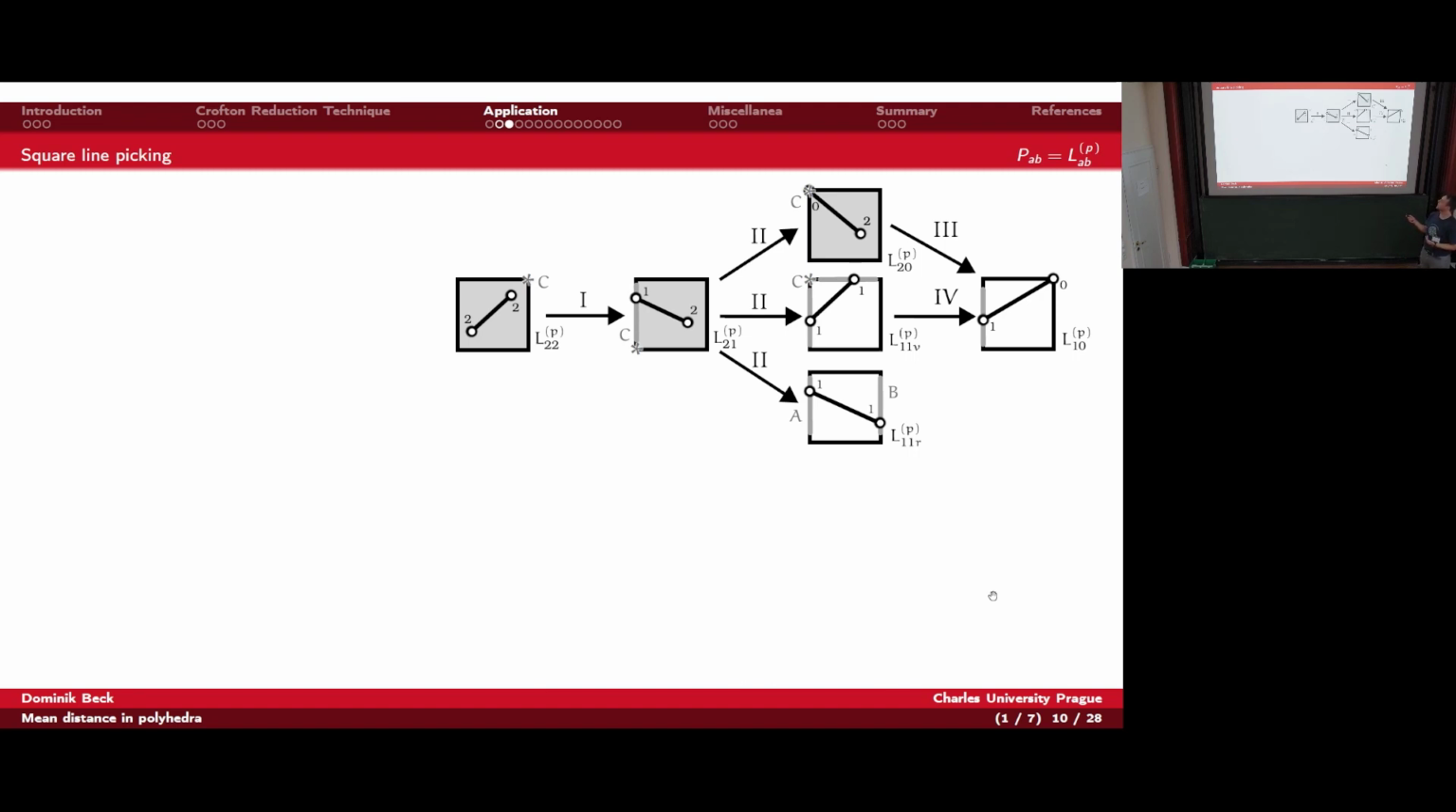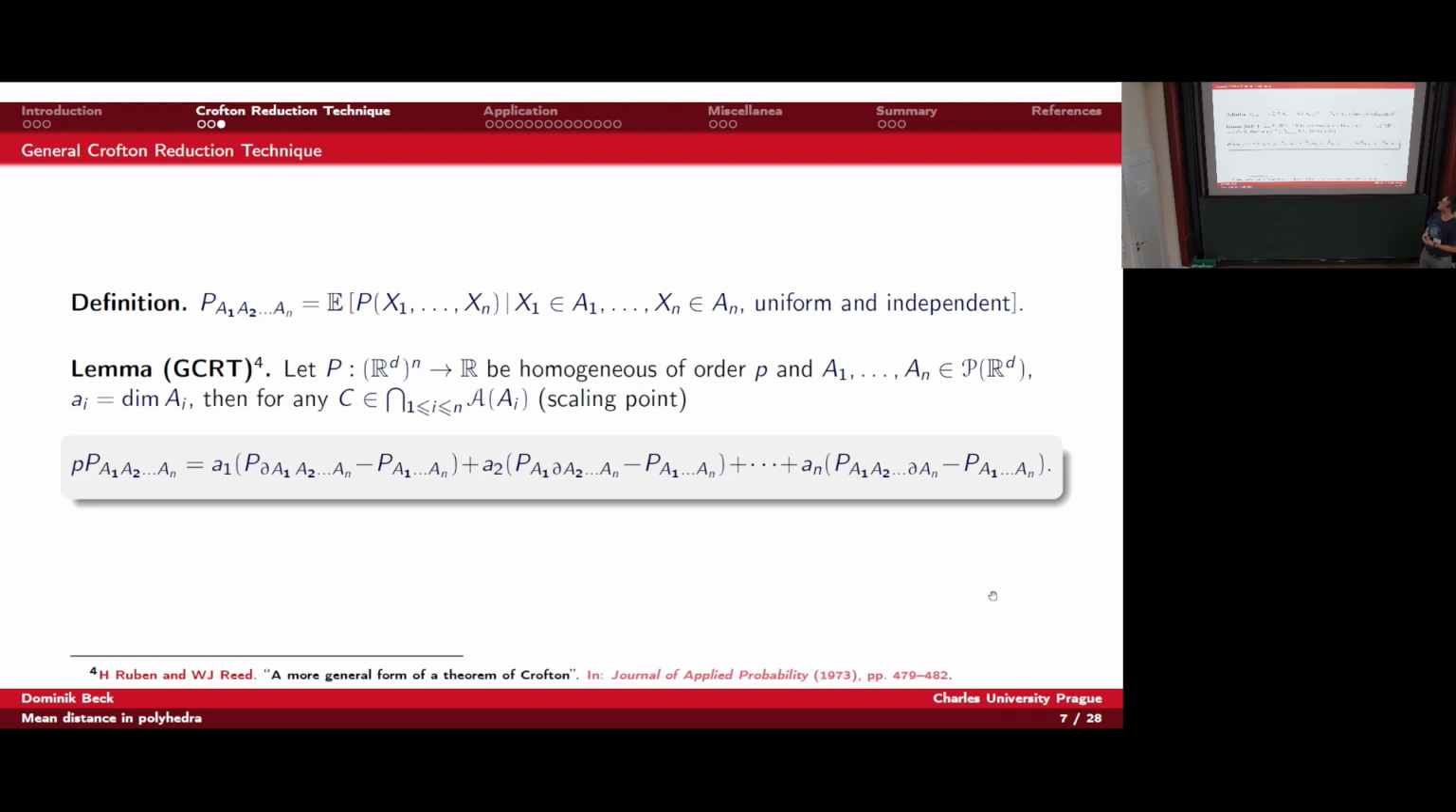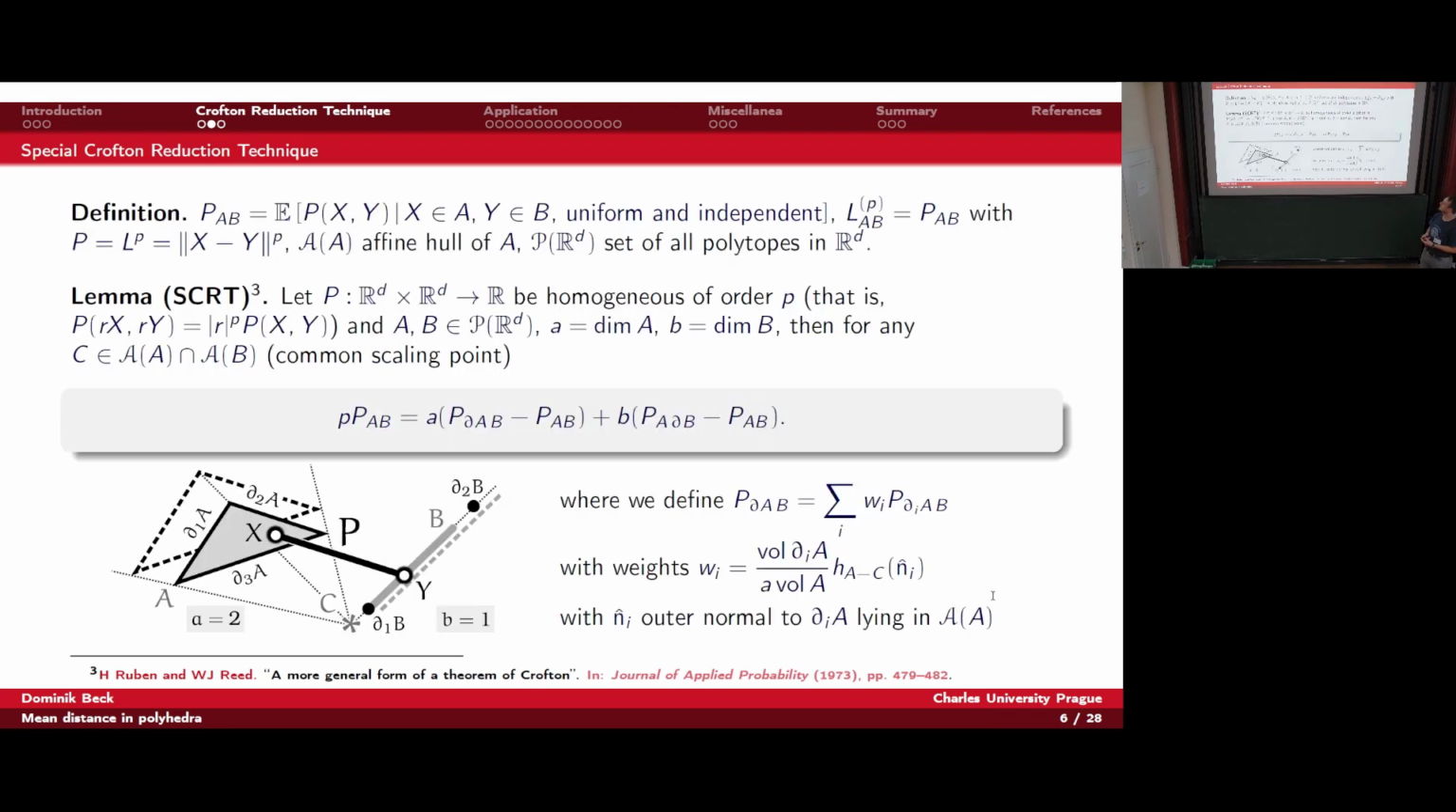The first step would be to move, or shift, the point to the boundary, first point. And then, I forgot to mention one crucial assumption which allows you to use this reduction technique. Let me go back for a minute. This crucial assumption is this one. You can use it only if there is a point C which lies in the intersection of affine hulls of those 2 regions from which you select those points X and Y.